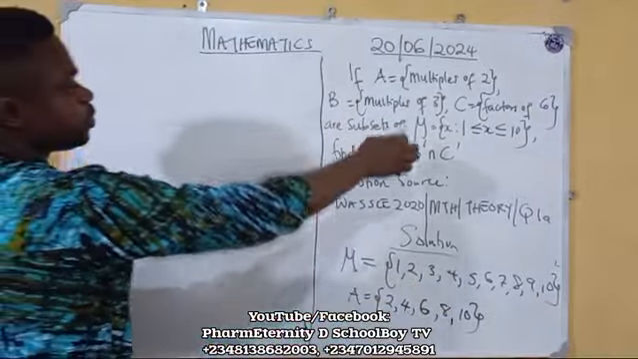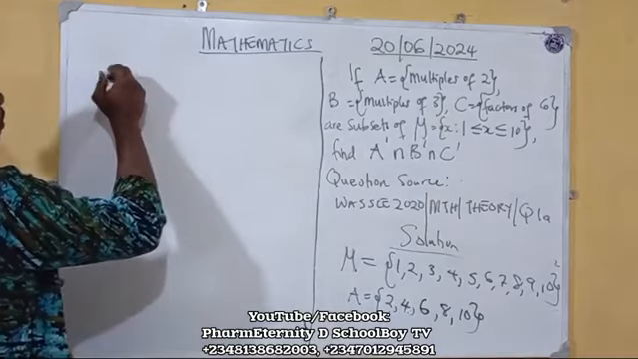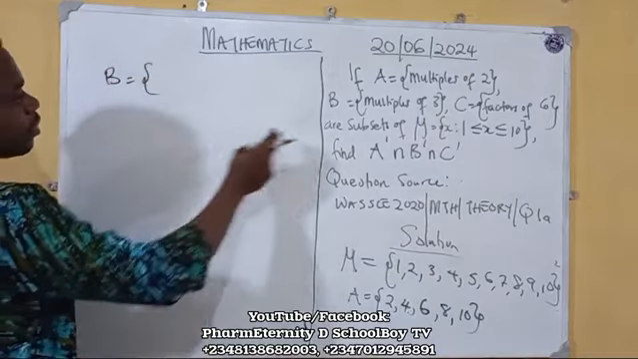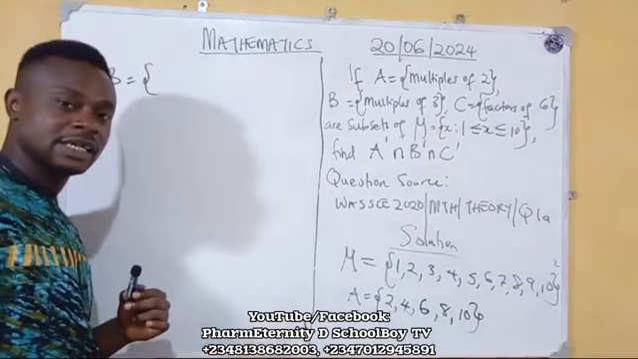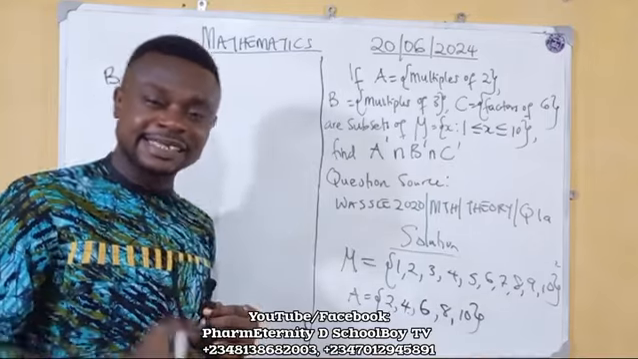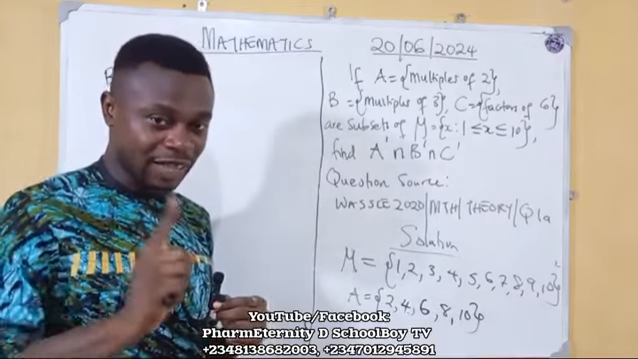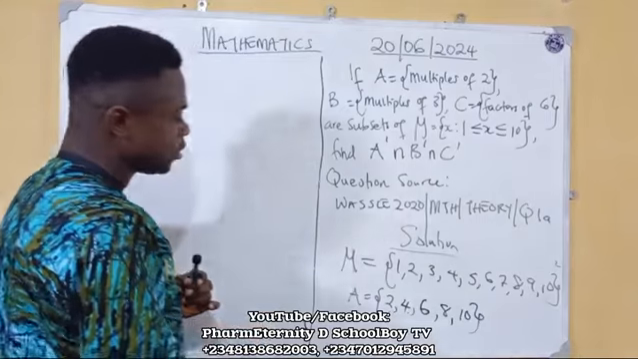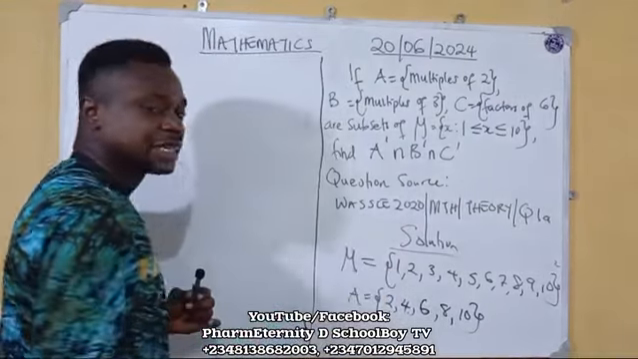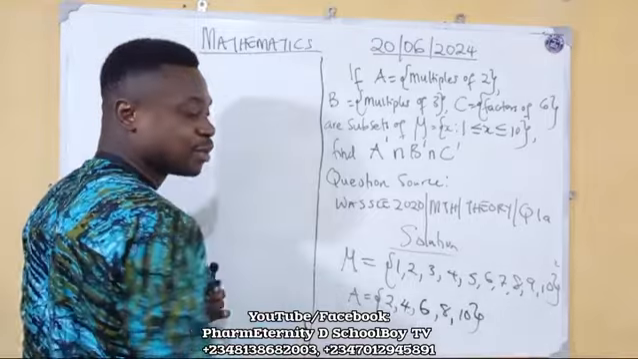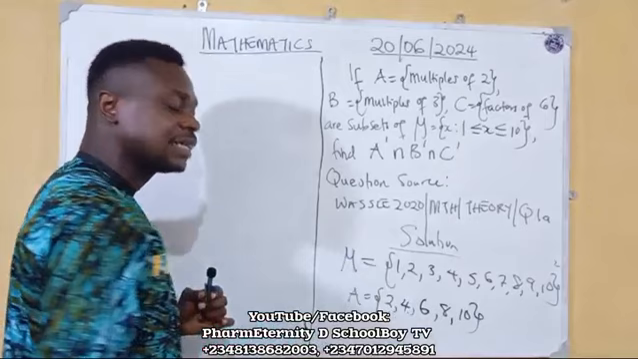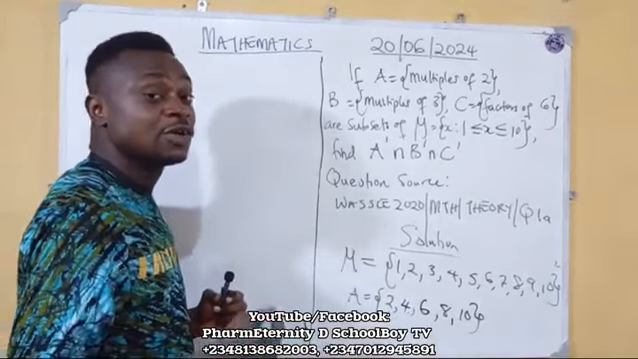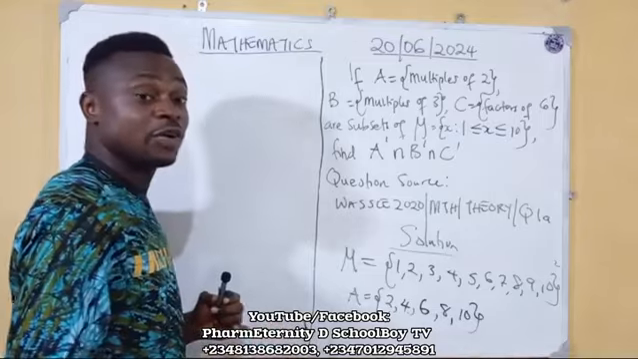Now let's go to B. B says multiples of 3. So let's do the same thing here. Multiples of 3 are those numbers that 3 can divide without any remainder. So let's go. 1 divided by 3, there will be remainder. So 1 is not a multiple of 3. 2 divided by 3, there will be remainder. So 2 is not a multiple of 3.